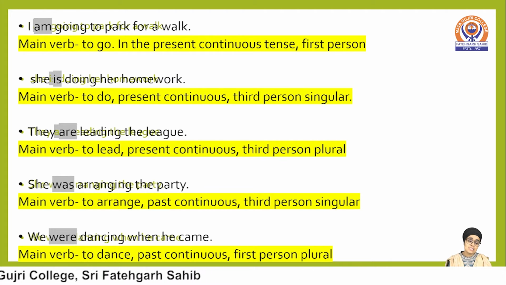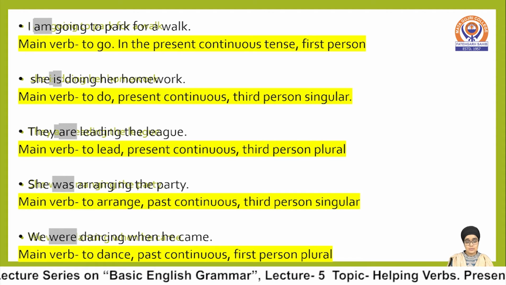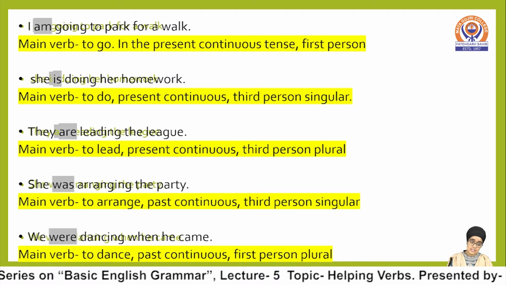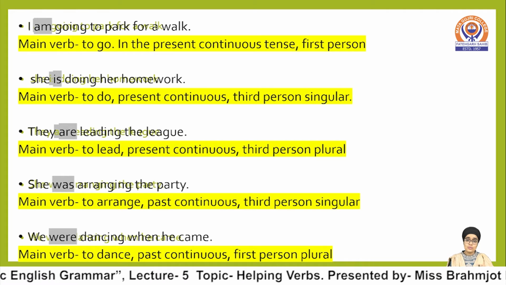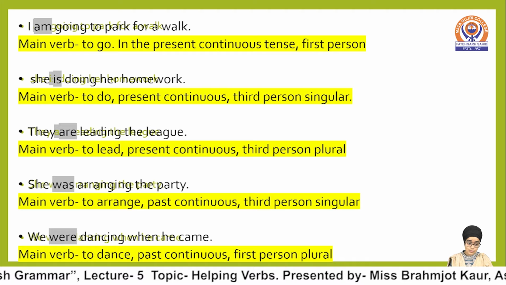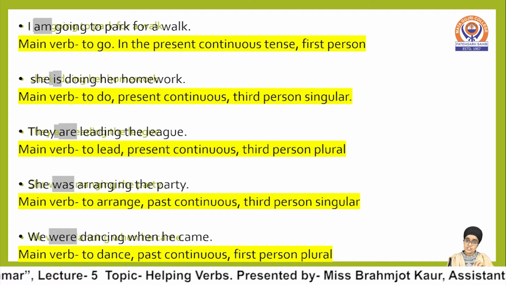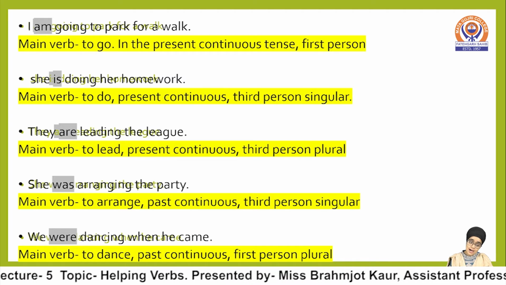Second, she is doing her homework. So the main verb is to do, used in an ing form. I am talking about third person singular, that is she or he. The helping verb used will be is. It will denote the tense, that is present continuous. Next, they are leading the league. So they, third person plural, the main verb is to lead, using it in the ing form.